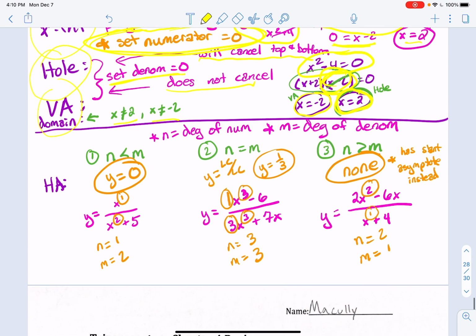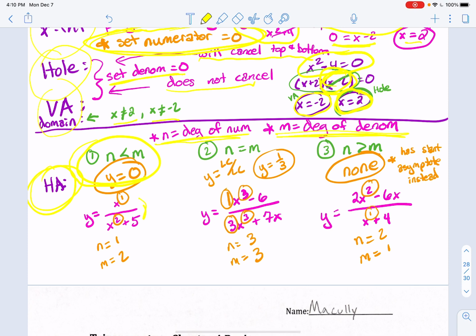I went ahead and did some different examples when we're talking about horizontal asymptotes. A couple things to remember about the HA is that n is the degree of the numerator and m is the degree of the denominator. We look for those two things when we're looking at a function, okay? So rule number 1, if n is less than m, y equals 0 is your HA.